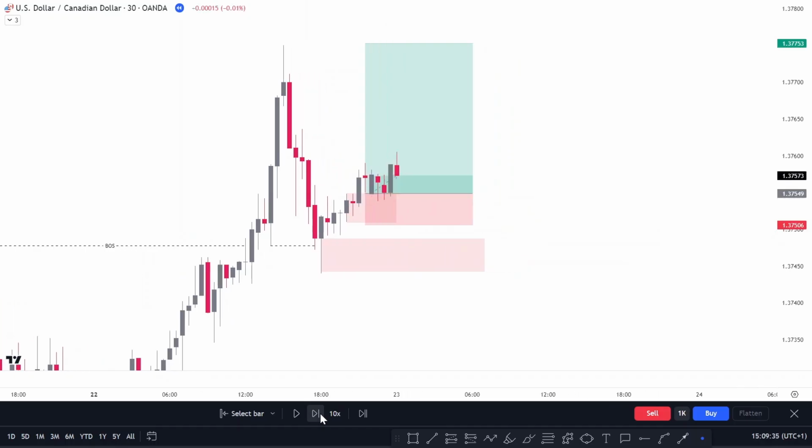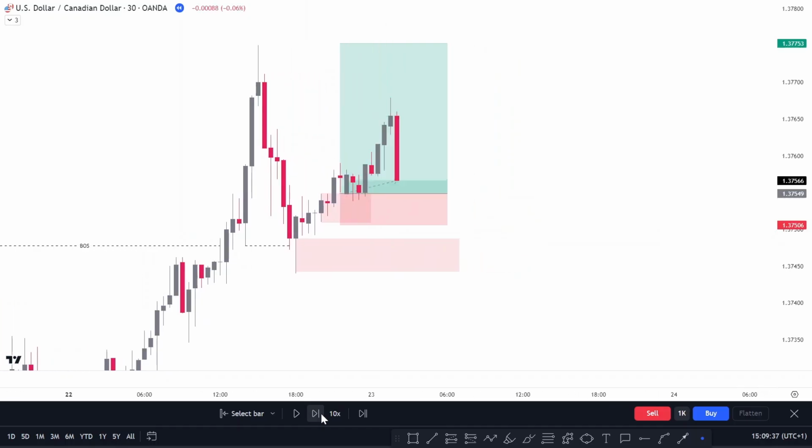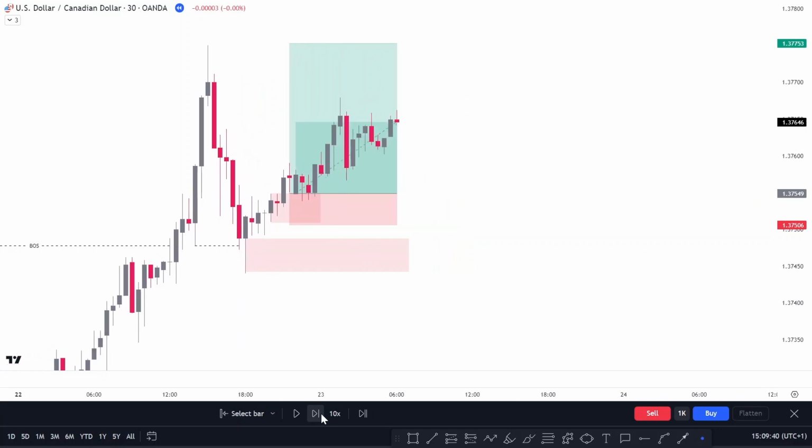All right, the market came down to mitigate our single candle order block and keeps pushing higher now. Okay, let's wait and see.